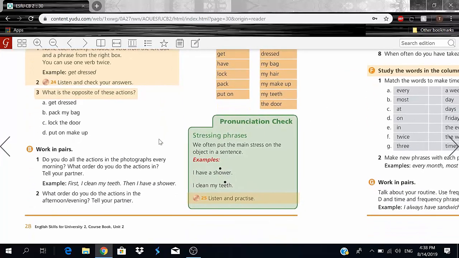Here we have working in pairs. Do you do all the actions in the photographs every morning? And my answer to that is obviously yes. In what order do you do the actions in? So basically it's a different order for everybody. So tell your partner. Okay, so he gave us an example here. First, I clean my teeth, then I have a shower.